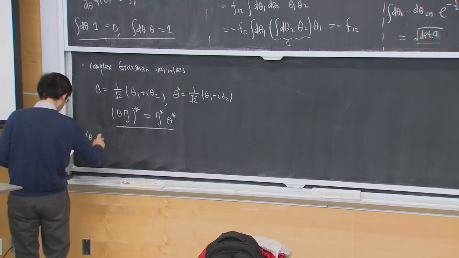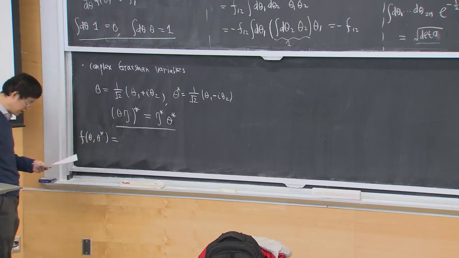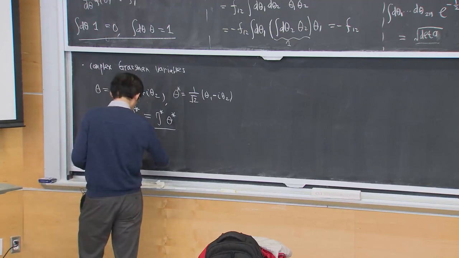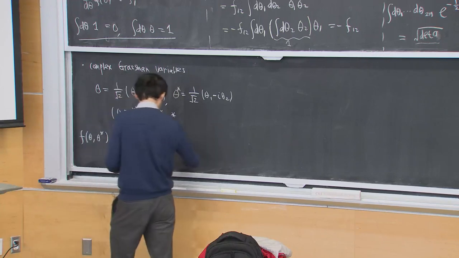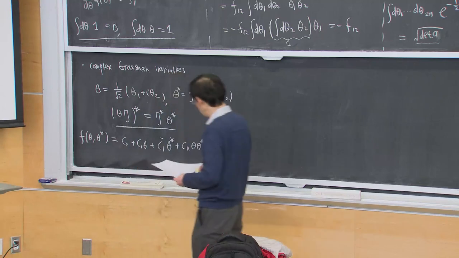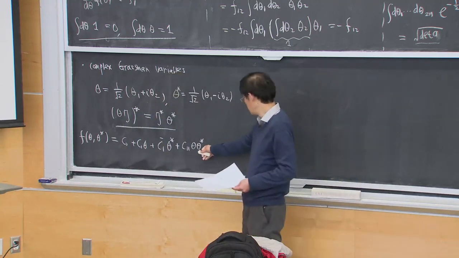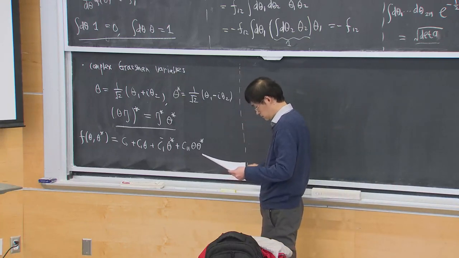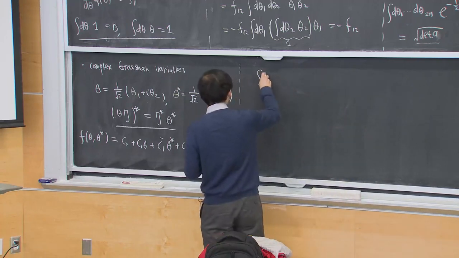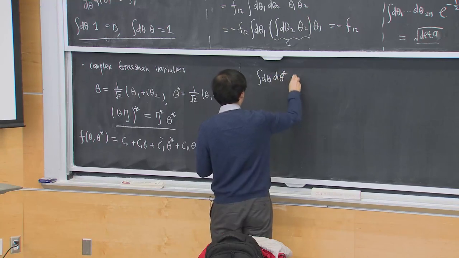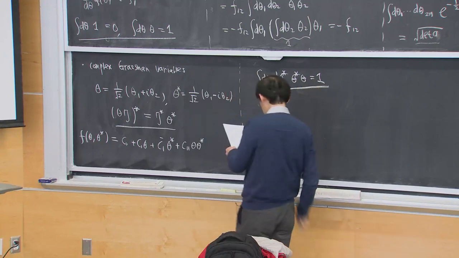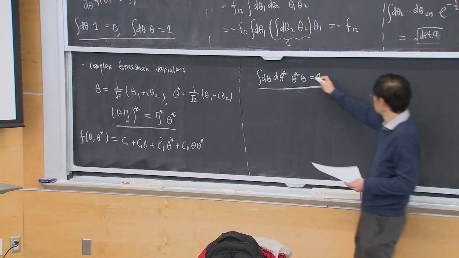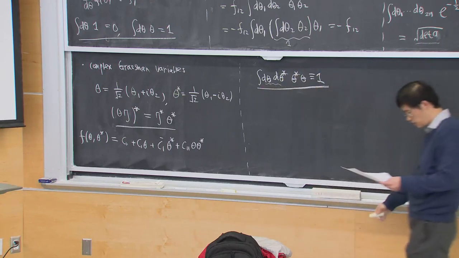So now if you have a function of, say, theta and theta star, which are now complex Grassmann variables, you just do the same thing. You have C0 plus C1 theta plus C1 bar theta star, then plus C11 theta theta star. Okay, so again, you just expand in theta and theta star, and you truncate here, because further terms will involve either theta squared or theta star squared. And here, for the integration, we define the integral of d theta star d theta, theta star theta, to be 1. Okay, so we choose this convention, which corresponds to a specific choice of measure for this d theta star.